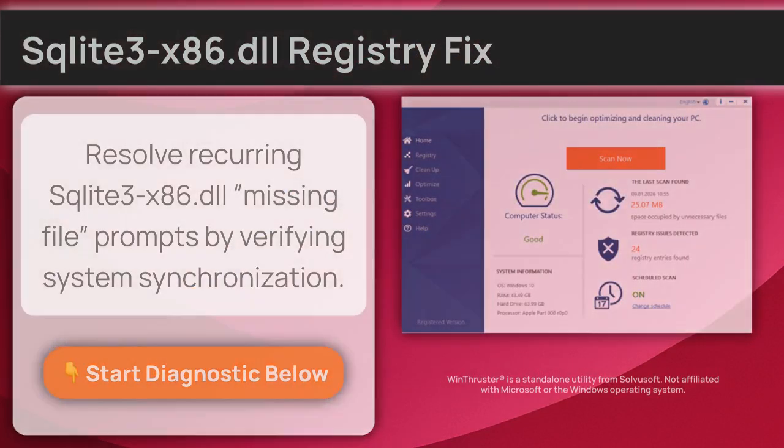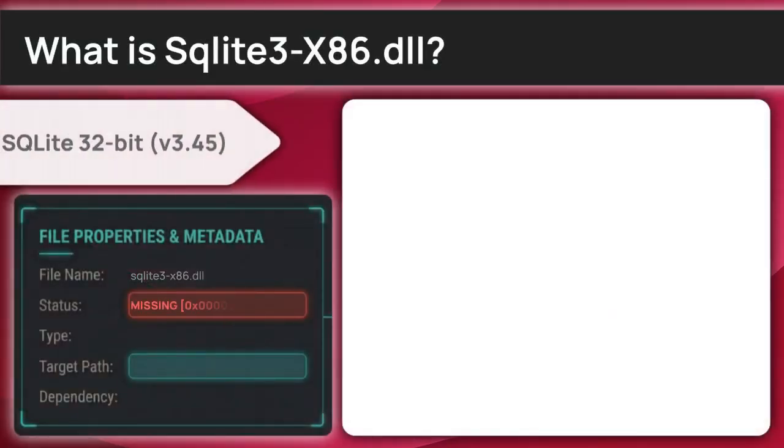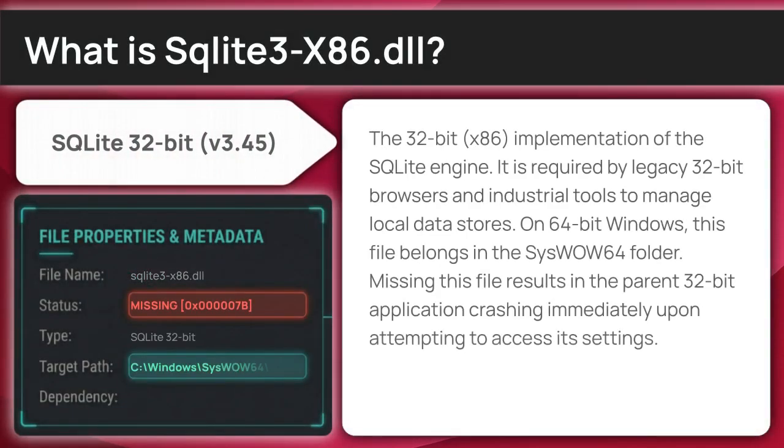This is the SQLite3-x86 library, the 32-bit x86 implementation of the SQLite engine. It is required by legacy 32-bit browsers and industrial tools to manage local data stores. On 64-bit Windows, this file belongs in the syswow64 folder. Missing this file results in the parent 32-bit application crashing immediately upon attempting to access its settings.